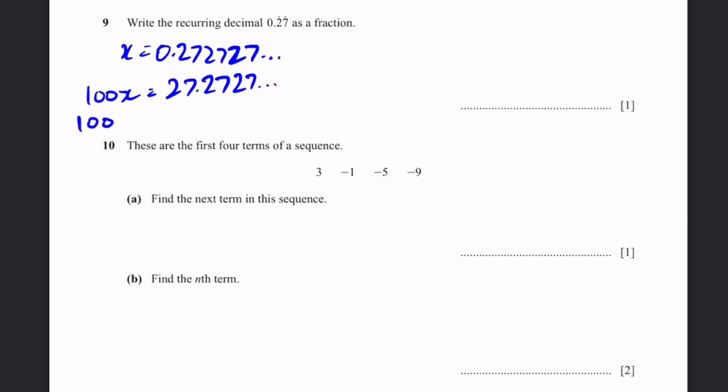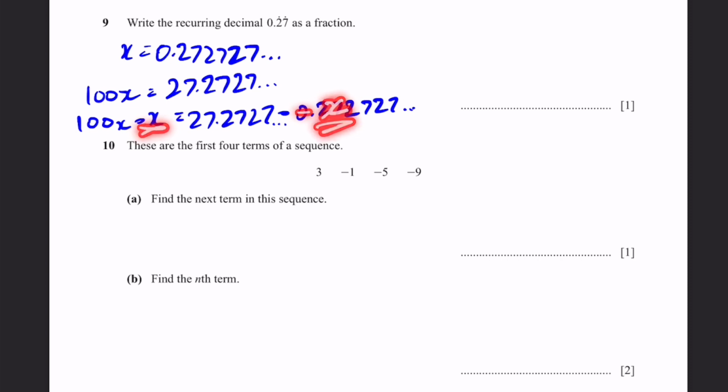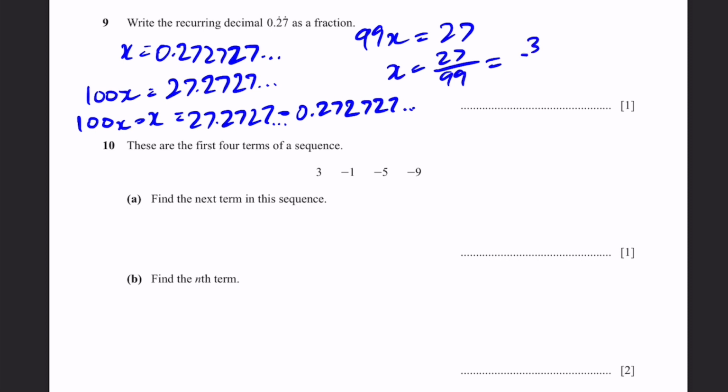And now 100x minus x is equal to 27.2727 minus 0.272727, like that. And why? Because if you subtract x from both sides, x is equal to this value, so that's how you do it. So that means 99x equals 27, x equals 27 by 99, which is equal to 3 by 11. That's the answer.